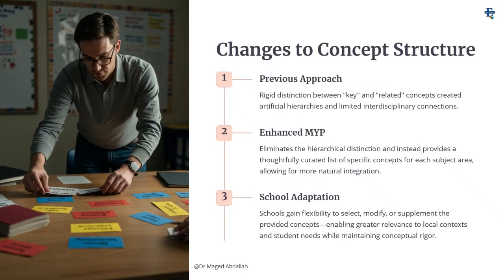In the previous model, key concepts were used to promote breadth, while related concepts were intended to support depth. Although this distinction had its benefits, it often led to confusion and limited flexibility. The enhanced MYP simplifies this by introducing a single, unified list of specified concepts for each subject. Now, instead of mixing and matching between required categories, schools choose from a thoughtfully curated set and can also add their own concepts that reflect local values or learner needs. This approach gives us flexibility while preserving coherence.